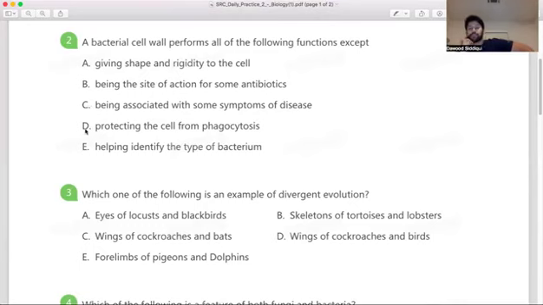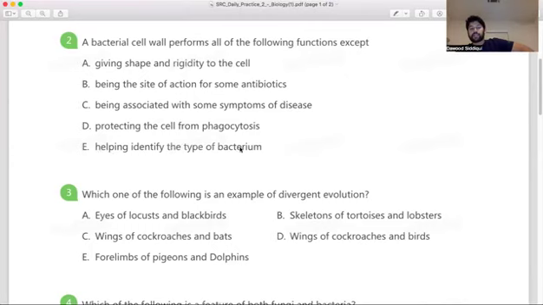D states protecting the cell from phagocytosis. Phagocytosis basically means when one cell eats or engulfs something else. And so this is actually not a true statement because even though bacteria have these cell walls, other immune cells, for example, in your body, cells called macrophages, they can go and still eat up those bacteria cells. So D in this case would be false. It would not protect the cell from phagocytosis.